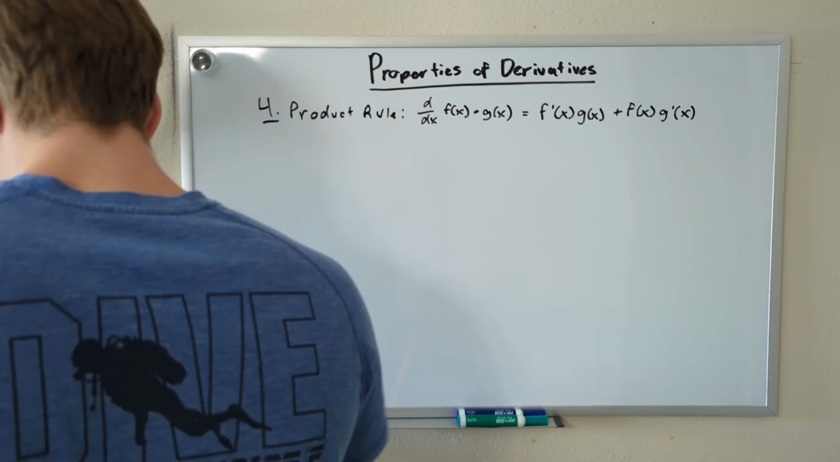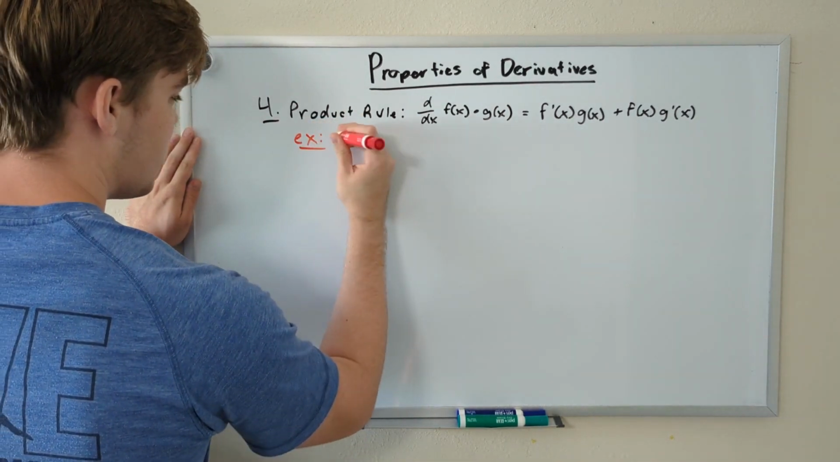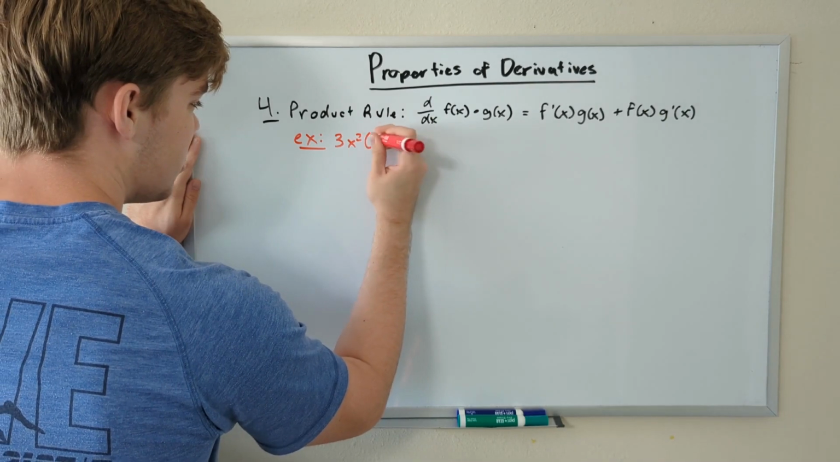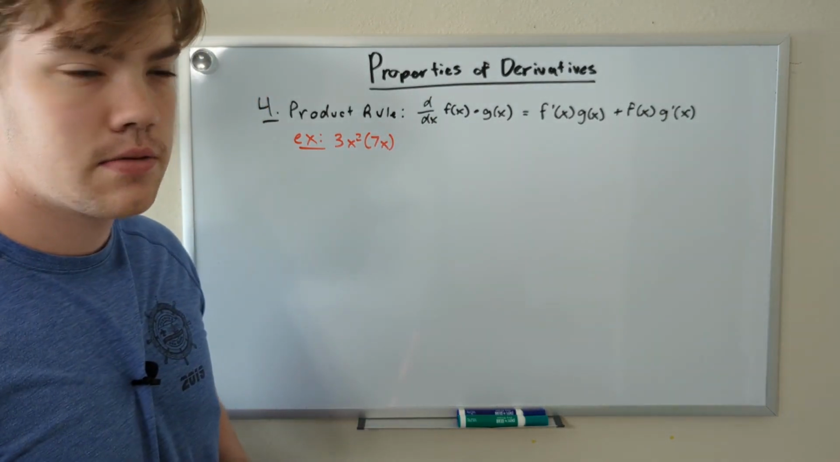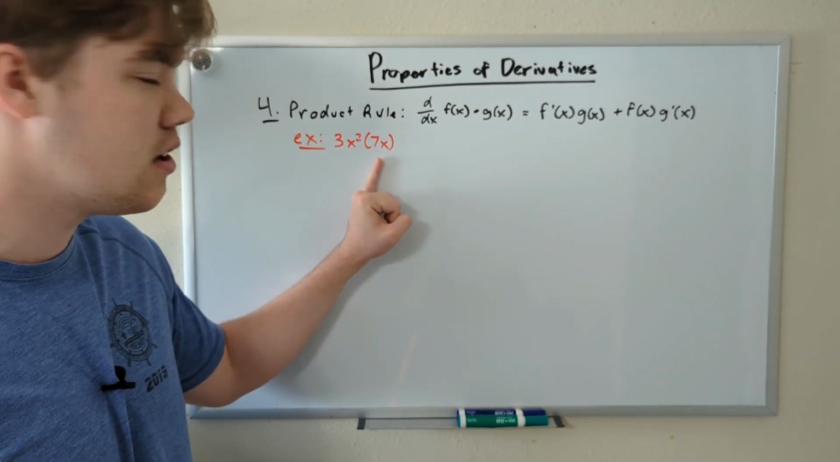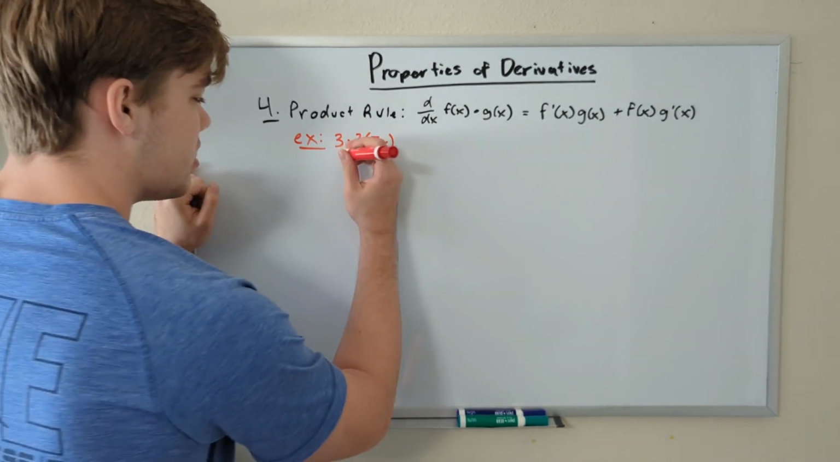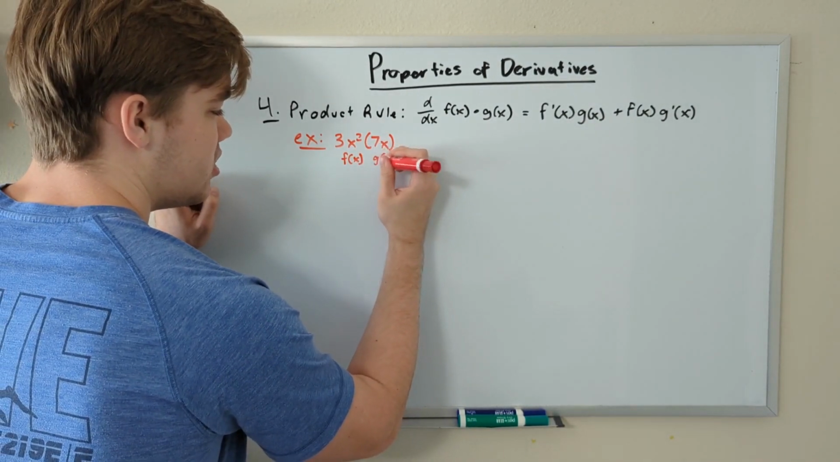Let's do a quick example. And we'll use red, once again, just for fun. So our example will be 3x squared times 7x. What is the derivative of this function? Well, let's use our product rule. So first, let's establish what f and g of x are. F of x will be 3x squared, it's just the first one. And g of x will be 7x, and this is g of x.